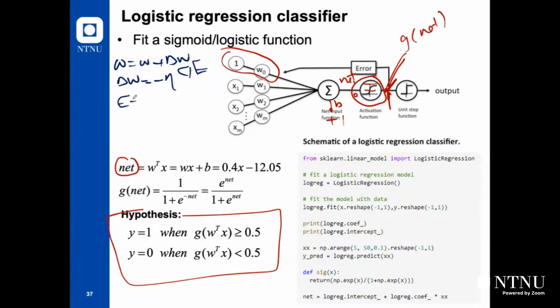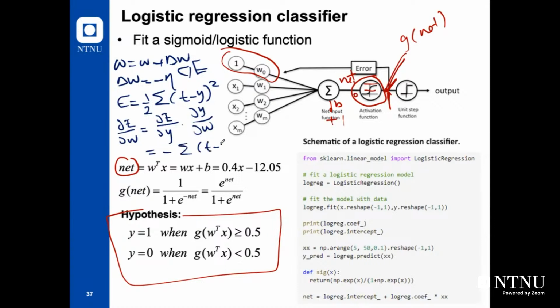We need to define the error function. So error will be 1 divided by 2 multiplied by the summation of (t minus y) squared, right? We need to get this gradient, which will be partial e by partial omega. So it will be partial e by partial y multiplied by partial y by partial omega. We did partial e by partial y already, so it will be negative summation of (t minus y) multiplied by partial y by partial omega. y equals 1 divided by 1 plus exponential minus net. So we just need to get the differentiation with respect to net.